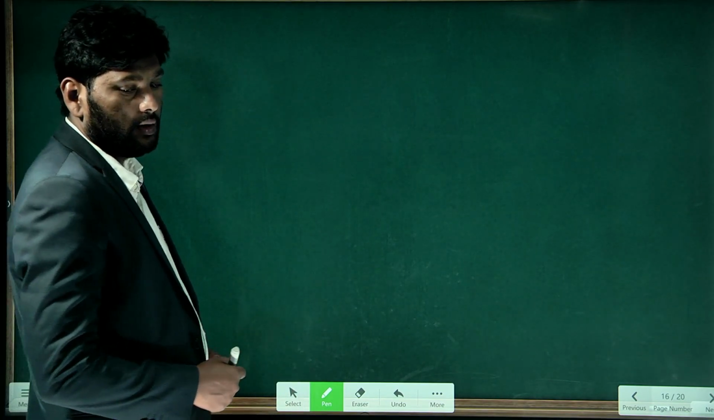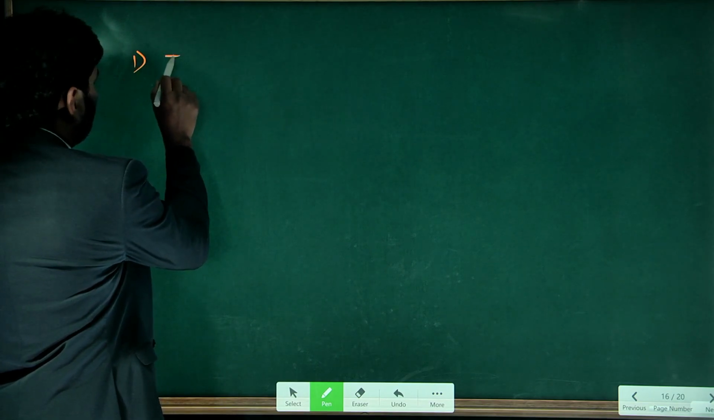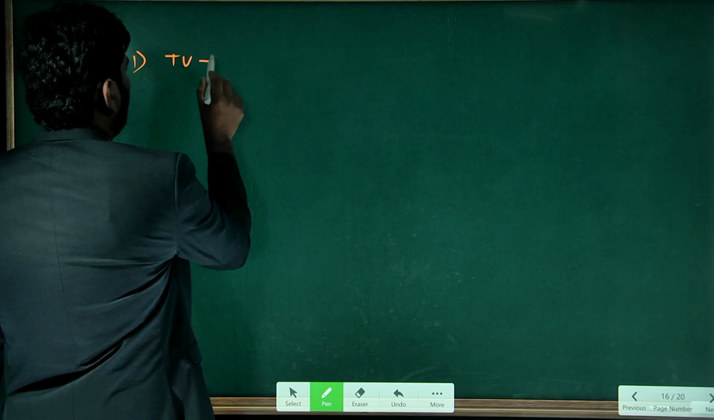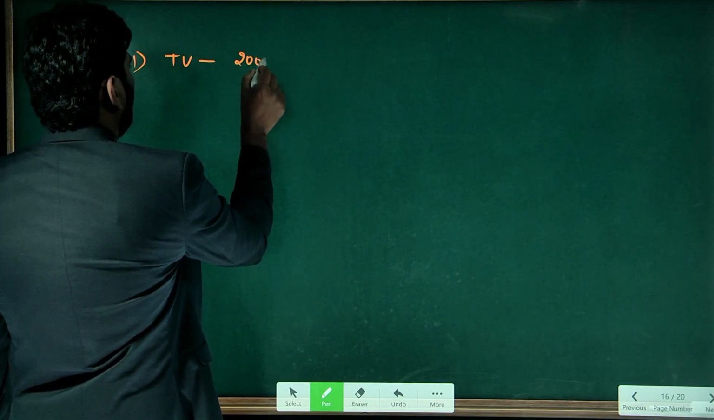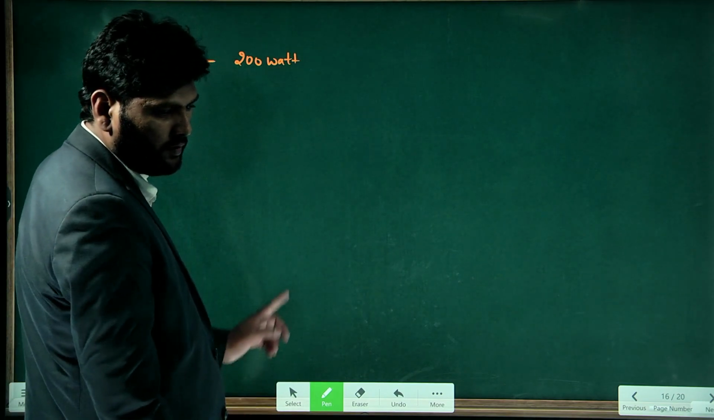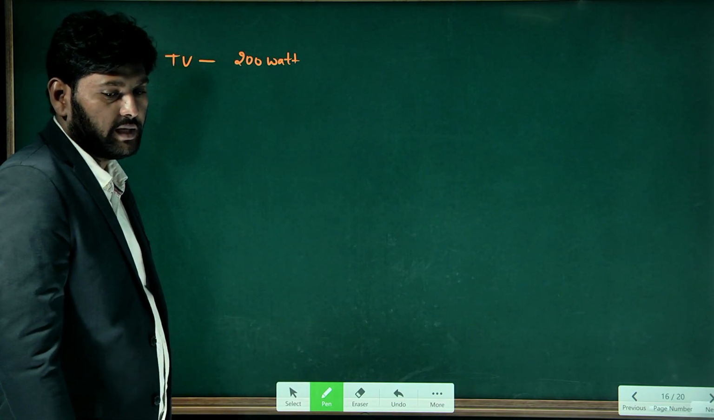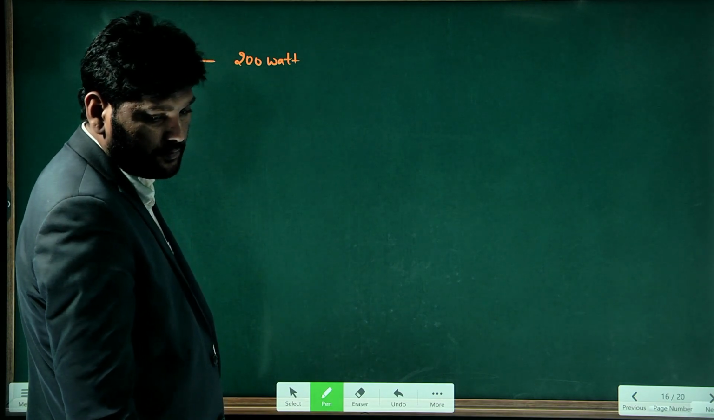Tell me appliance names. TV, sir. One TV. Let me take TV power as approximately 200 watt. Only one TV for one house. Next, another appliance.